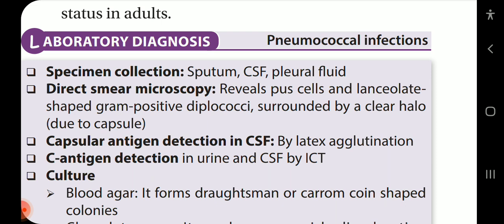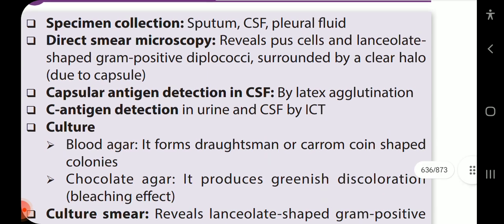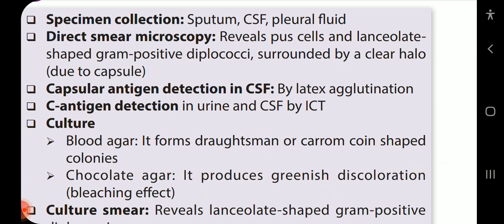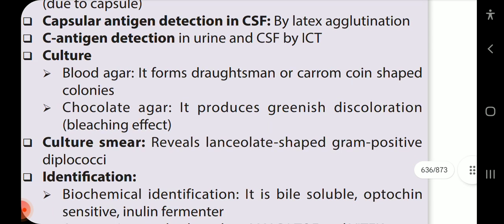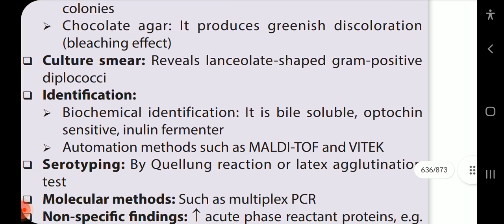Lab diagnosis of pneumococcal infection. Specimen collection, of course, is sputum, CSF, and pleural fluid. Direct smear microscopy reveals pus cells and lanceolate-shaped gram-positive diplococci surrounded by a clear halo due to capsule. Capsular antigen detection in CSF by latex agglutination. C antigen detection in urine and CSF by ICT. Culture: blood agar forms draftsman or carrom coin-shaped colonies, and on chocolate agar produces greenish discoloration called the bleaching effect. Culture smear reveals lanceolate-shaped gram-positive diplococci.